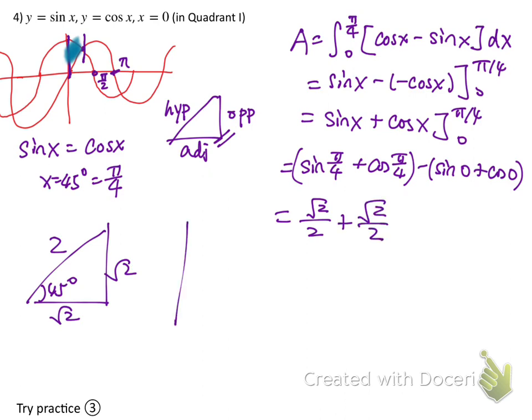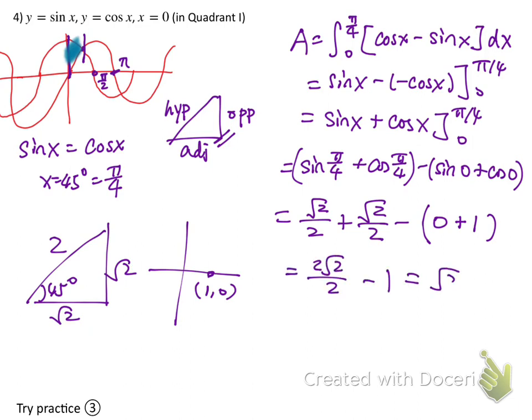For 0, you're having a quadrantal angle, 0, no movement, you're here, 1, 0. Sine is the y coordinate on the unit circle, and cosine is x on the unit circle. So I'm really having 2 radical 2 over 2 minus 1, which will be radical 2 minus 1. Now you can try the last practice question number 3.